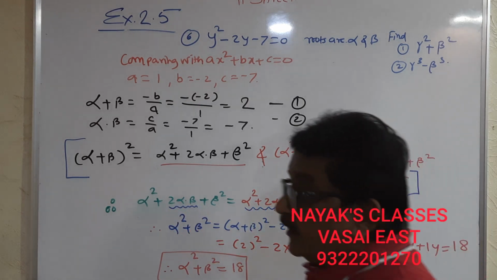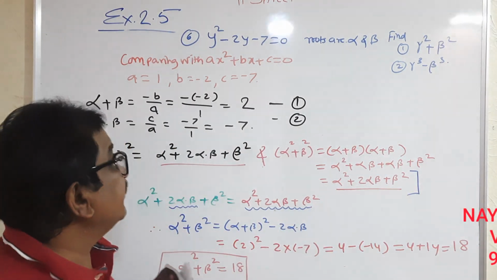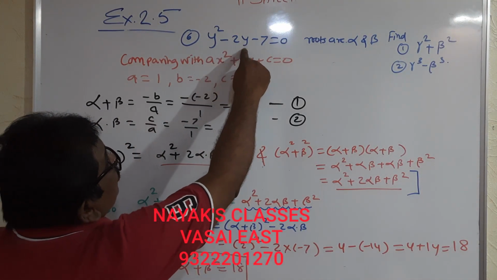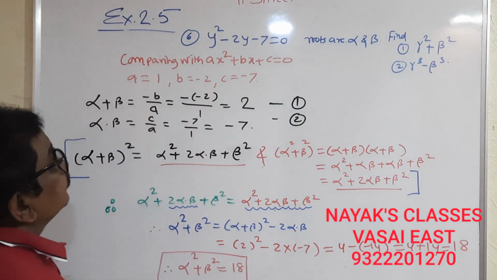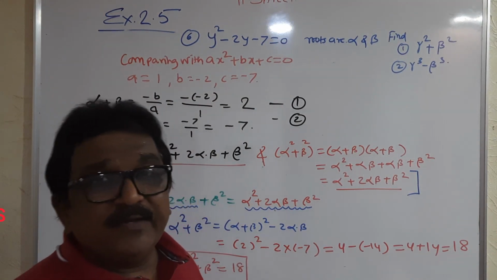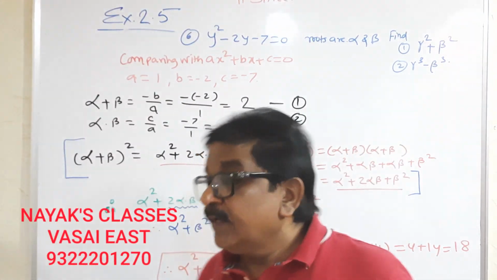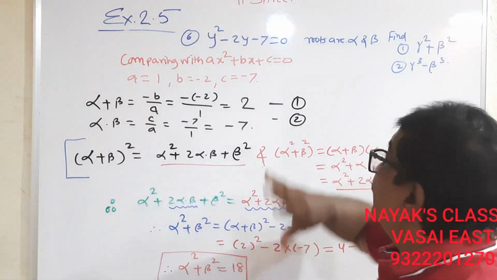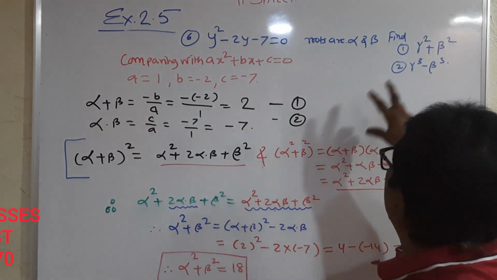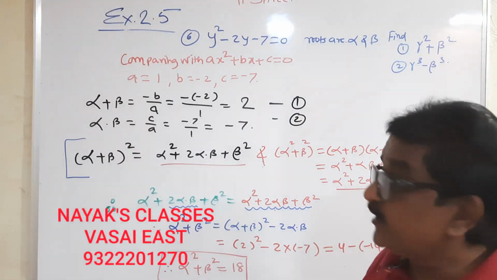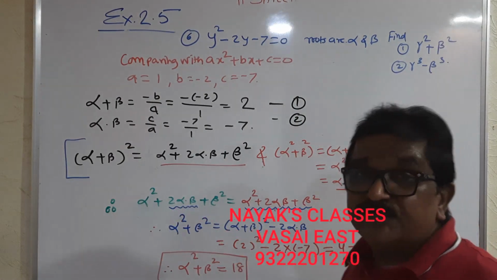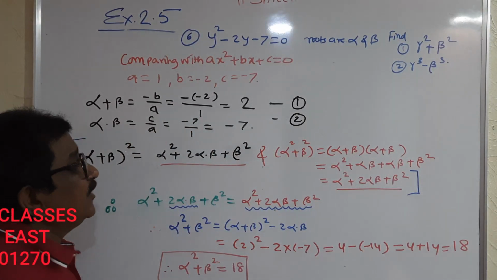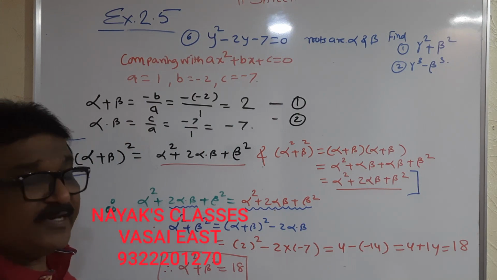So I am starting the 6th example of exercise 2.5. The equation is y square minus 2y minus 7 is equal to 0. And now they have given that alpha and beta are the roots. Find alpha square plus beta square and alpha cube minus beta cube.